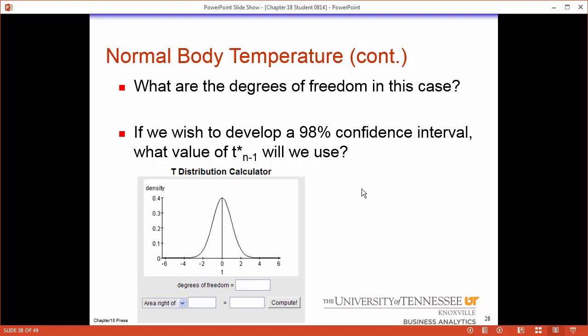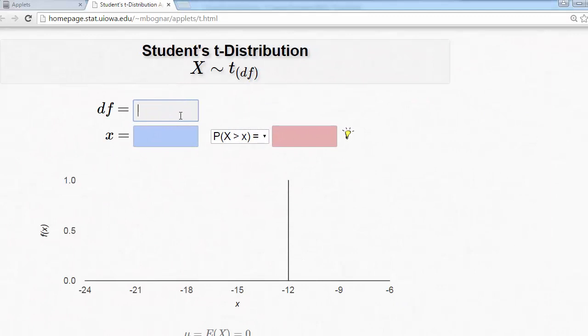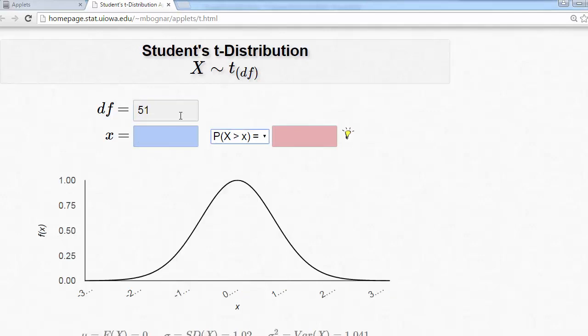So let's switch back to our applet that I love to use right here. Let's go ahead and make a 98% confidence interval for this, where we need to find the degrees of freedom first, which is going to be 51. This is obtained by n minus 1, which is 52 minus 1. Now we need to give it the percent outside the interval, which is very easy with a 98% confidence interval, because it's 1% outside on both sides. If I have 1% here and 1% here, that's 98% in the middle.